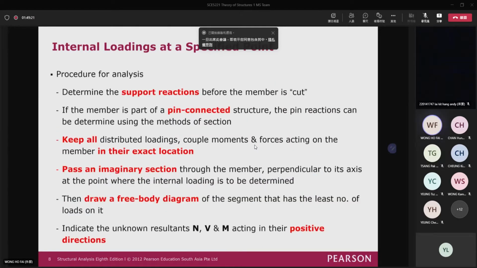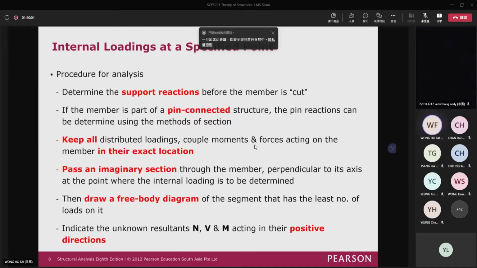Okay, the procedure to find the internal force at a specific point is as follows. First of all, you need to find all the support reactions by using the equilibrium equations. If you have a pin connection, like a compound beam, remember to detach your sections at the pin connections and expose the support reaction at the pin. And then you have to keep all the distributed loads and couple moments in their exact location. Don't change the location of the forces and the moment.